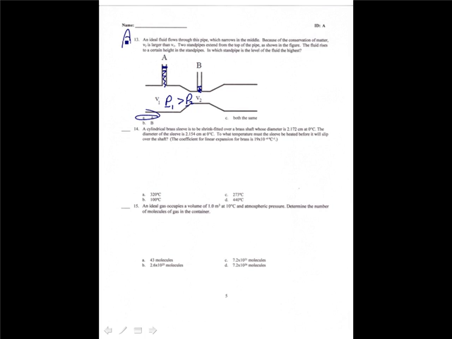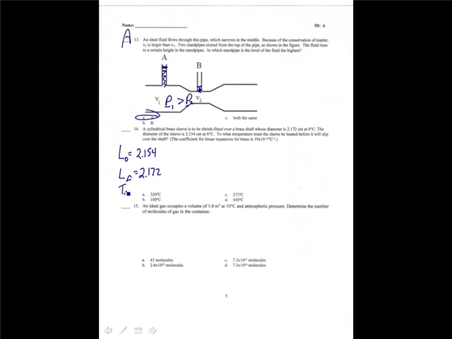Number 13. Number 14, a cylindrical glass sleeve is to be shrink fitted over a brass shaft whose diameter is 2.172 centimeters at 0 degrees Celsius. The diameter of the sleeve is 2.154 at 0 degrees Celsius. What temperature must the sleeve be heated? So we're talking about the sleeve. The initial diameter of the sleeve is 2.154 centimeters. The final, we want it to be the same as the shaft, so it's 2.172.